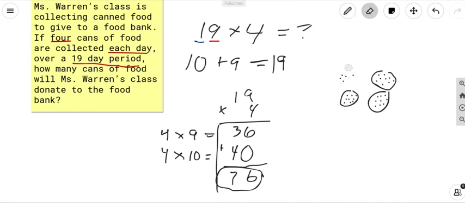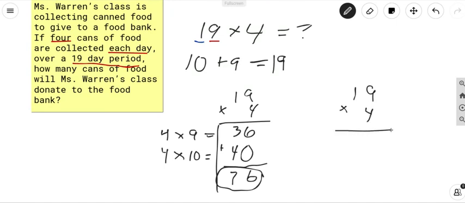And just to show you that the method your parents teach you isn't wrong, but I want you to understand why it works that way. Okay, we do 19 times 4 like this. 4 times 9, 36. So I'm going to put my 6, carry my 3. 4 times 1 is 4, plus 3 is 7, 76. So they both get the same answer, but this is why that works.